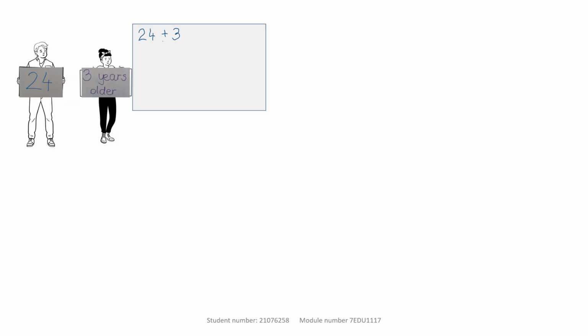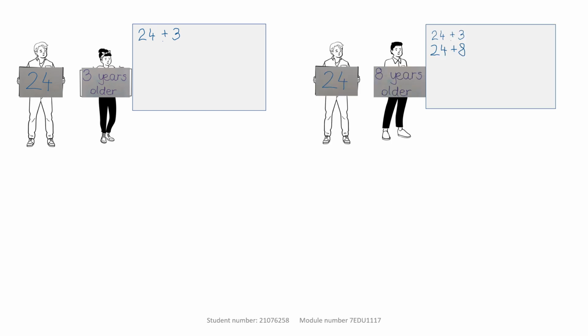Then I sent the second child back to sit down and asked the third child to come up to the front to hold up the next board with 8 years older on it. We went through the same routine. I asked the class to think about how old the third child is and how they got the answer. Consequently, the expression 24 plus 8 went onto the board. When I chose the order of the boards to be used, I consciously chose the adding tasks first because addition resonates with the children's thinking better than subtraction.